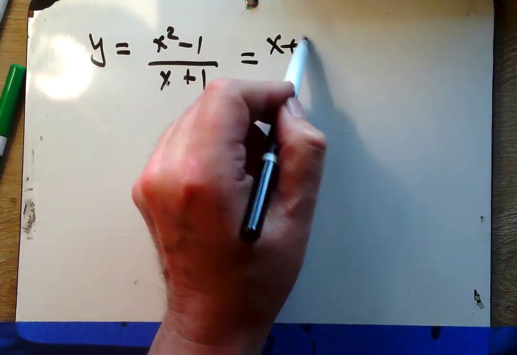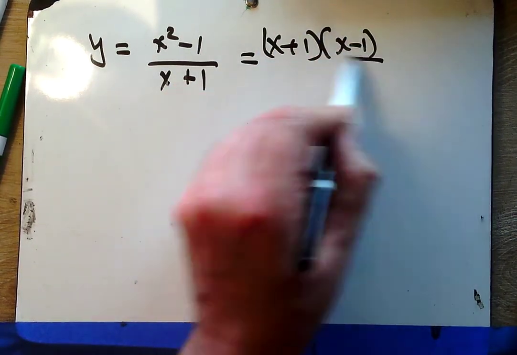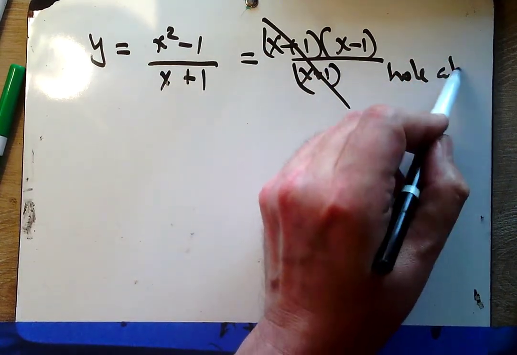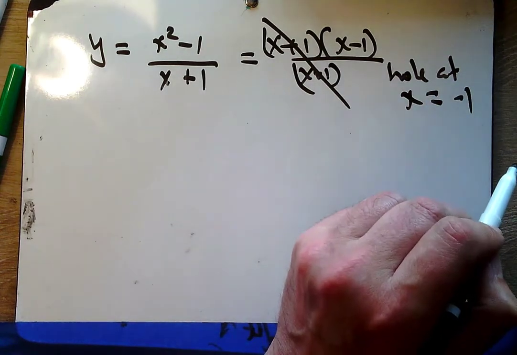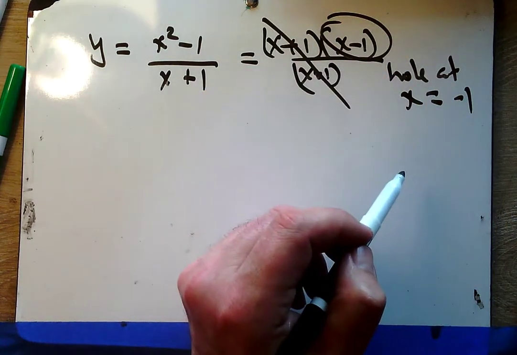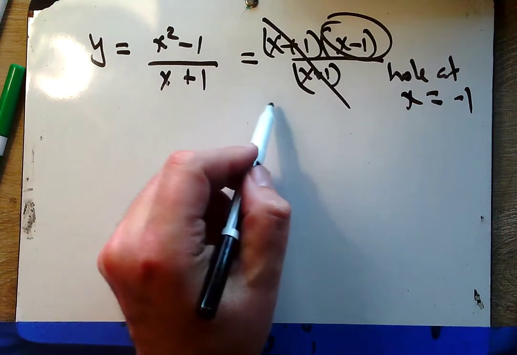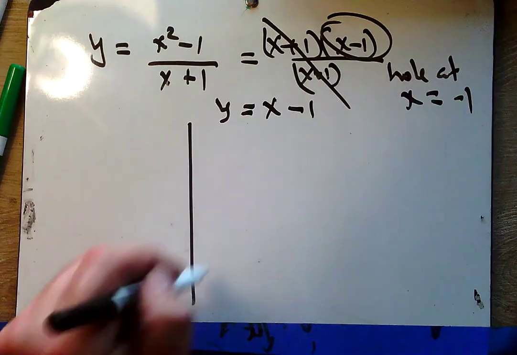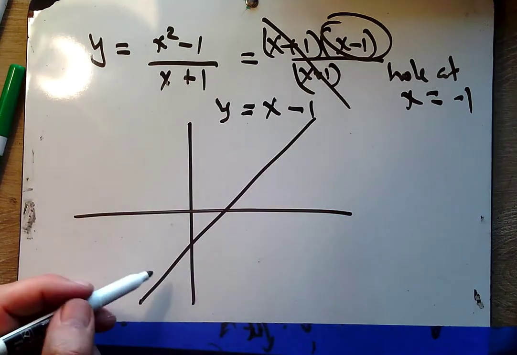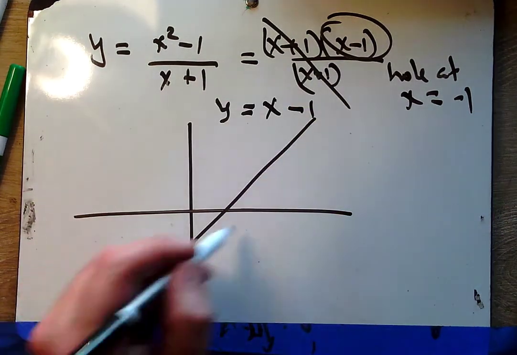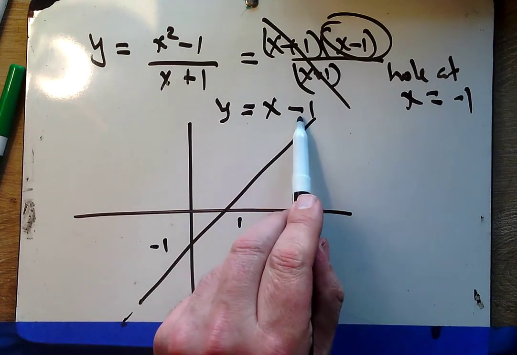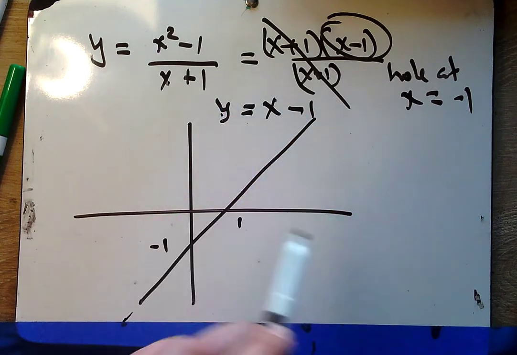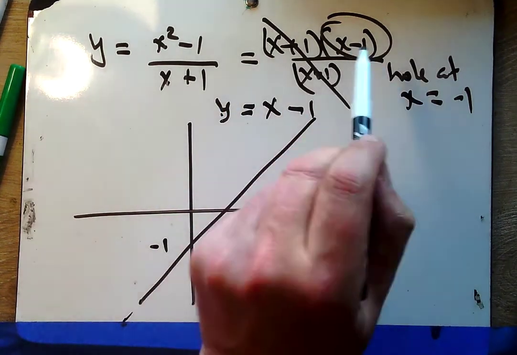Factor: (x plus 1)(x minus 1) over (x plus 1), hole at x equals negative 1. This is the thing that I'm graphing. I'm graphing what's left over. That's just a line. It's this line. I'm graphing this line that has a y-intercept of negative 1 and an x-intercept, if I set this equal to 0 and add 1 to both sides, x equals 1. I graph what's left over.